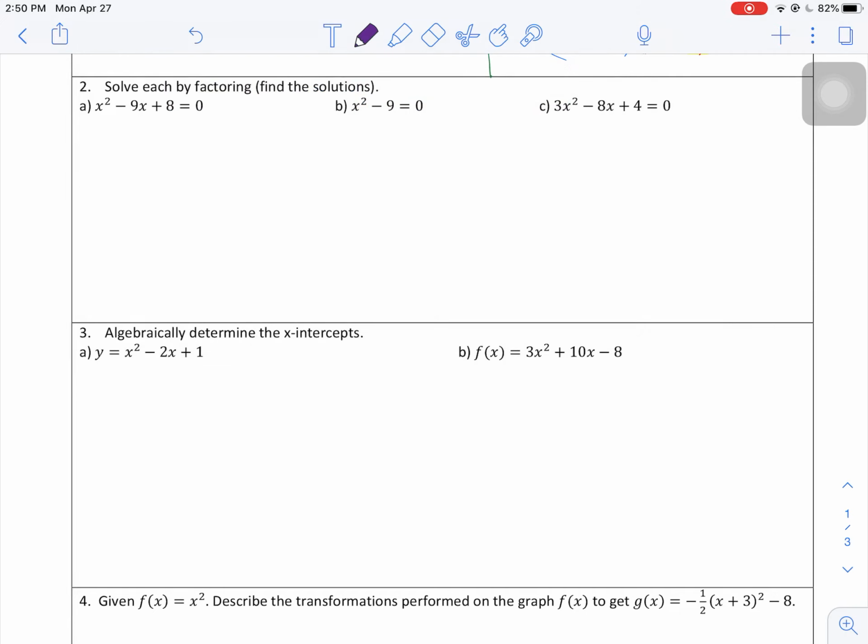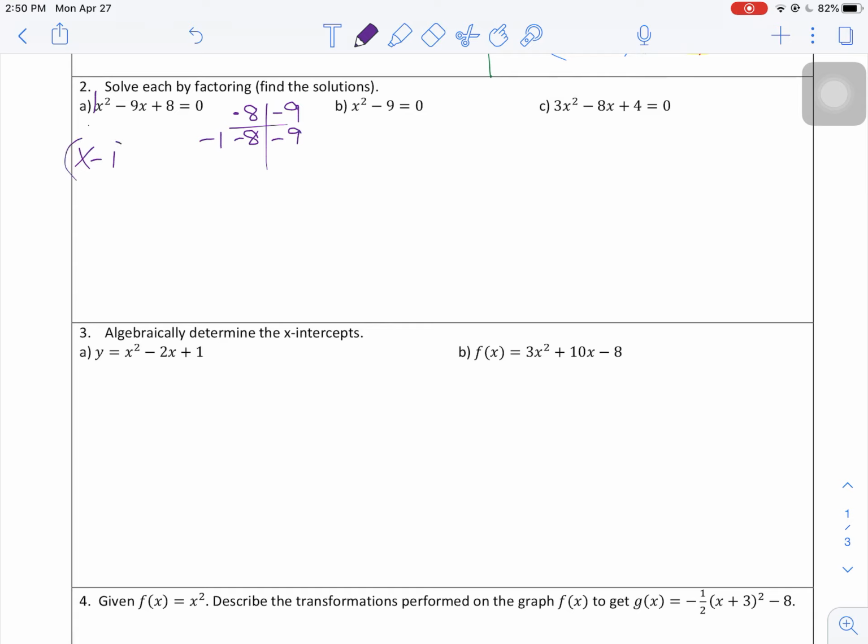So on letter A, I do not see a GCF other than 1. It's a trinomial, and there's an invisible 1 in the front, so it's a basic trinomial. So I want to find two numbers that multiply to 8 and add to -9. If I try 1 and 8, I am supposed to be adding to -9, and both of my numbers have to have the same sign because I'm multiplying to a positive 8. So let's make that a -1 and a -8, and sure enough, that works.